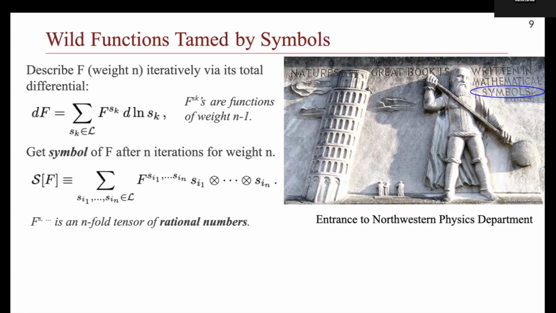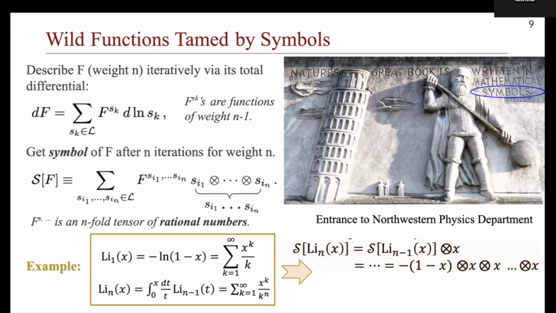And this tensor product is just a shorthand notation for this iterated d log. Physicists are even lazy, so sometimes we omit the tensor product and just show things like this. To give you an example, if you have this general logarithm and you take n differentials, at the end of the day you will get something like this.